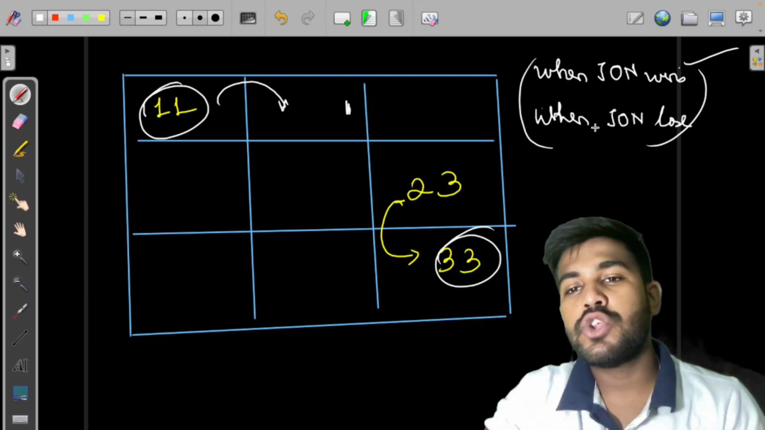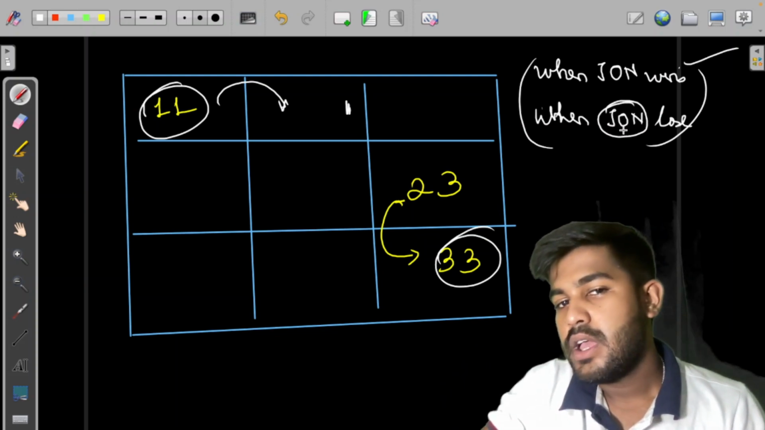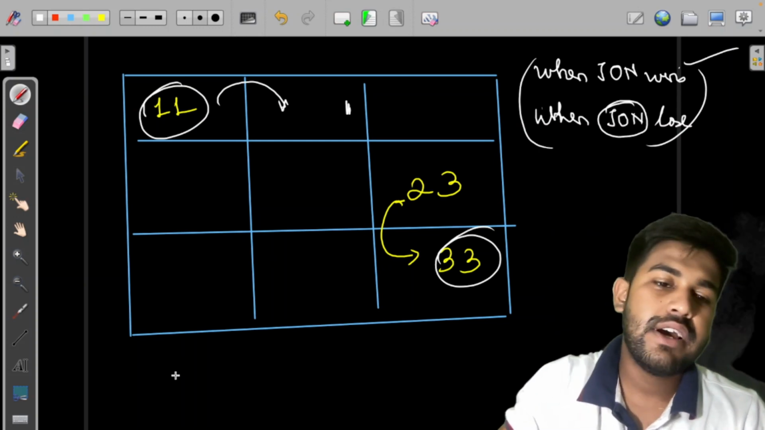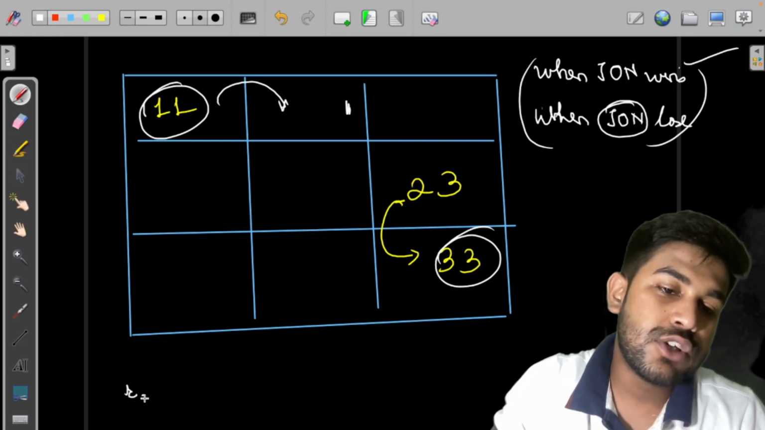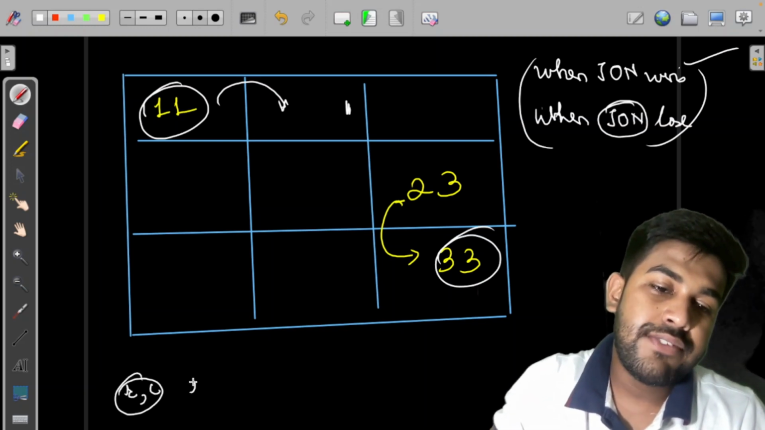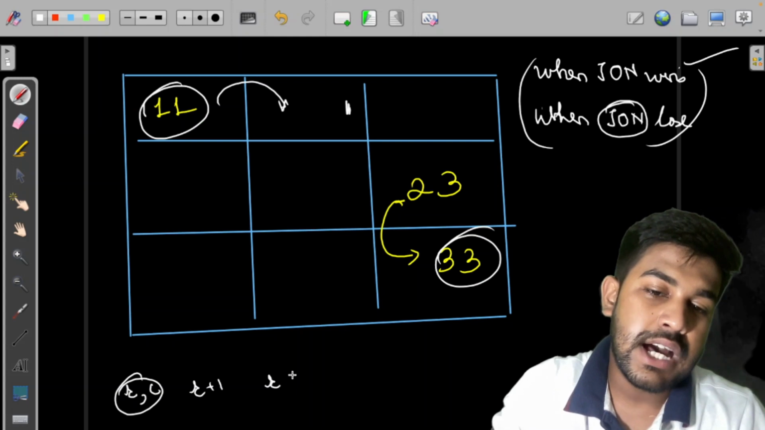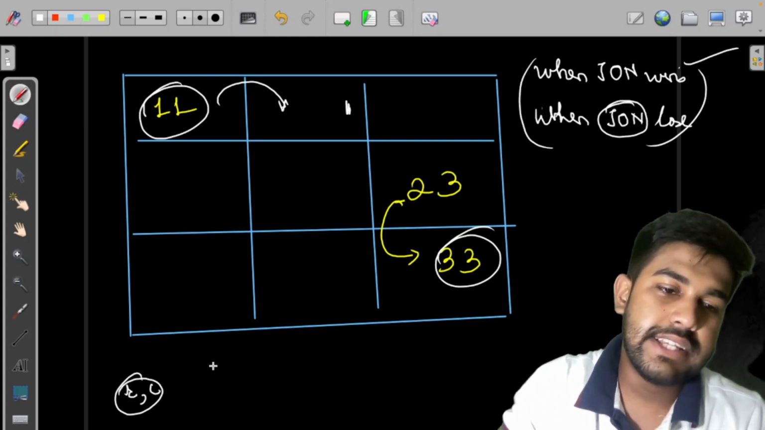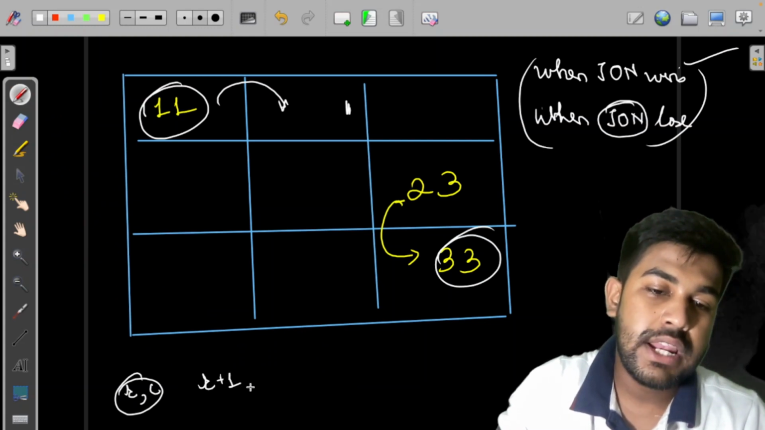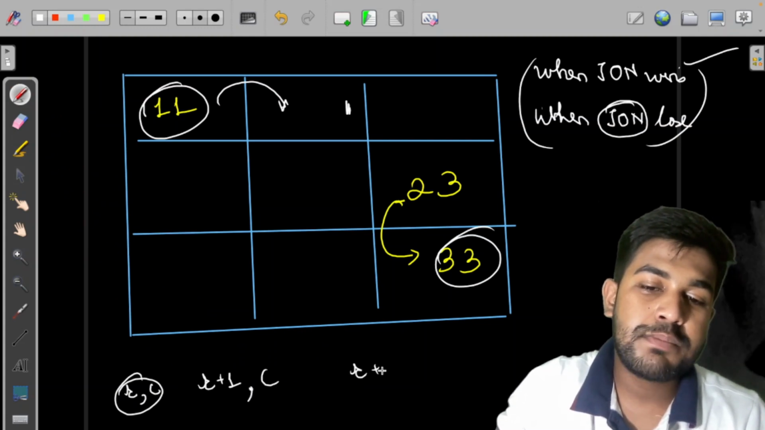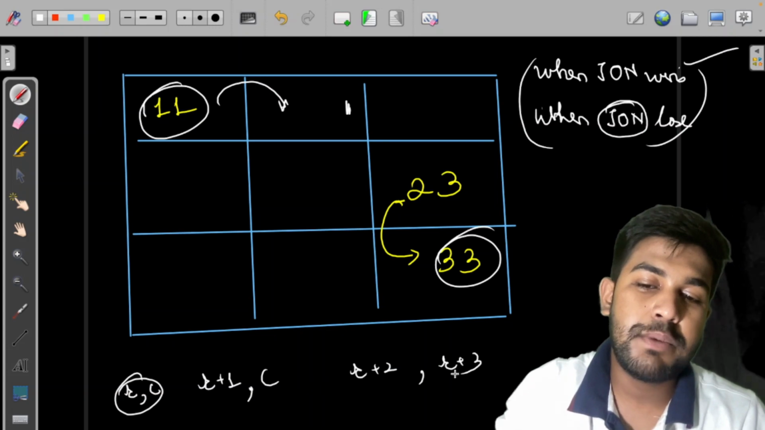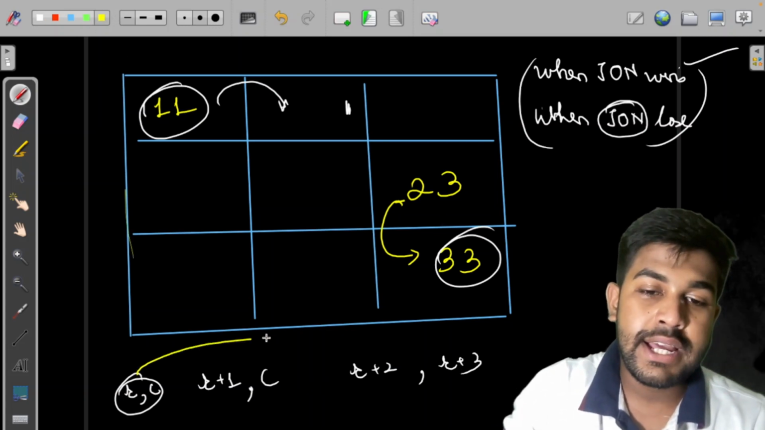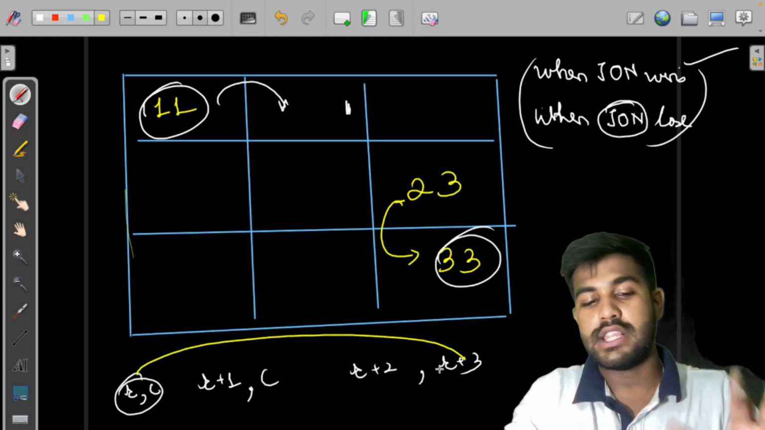So let us go to this one: when would John lose? Basically, John would lose if, suppose this is row and column, and there is r plus 1, this is r plus 2 plus column, this is r plus 3 plus column. If this is the scenario, John would directly jump into this and he would make the other person lose.